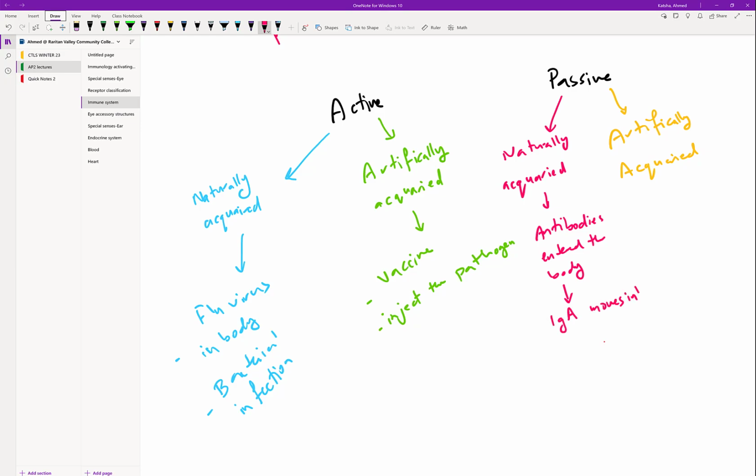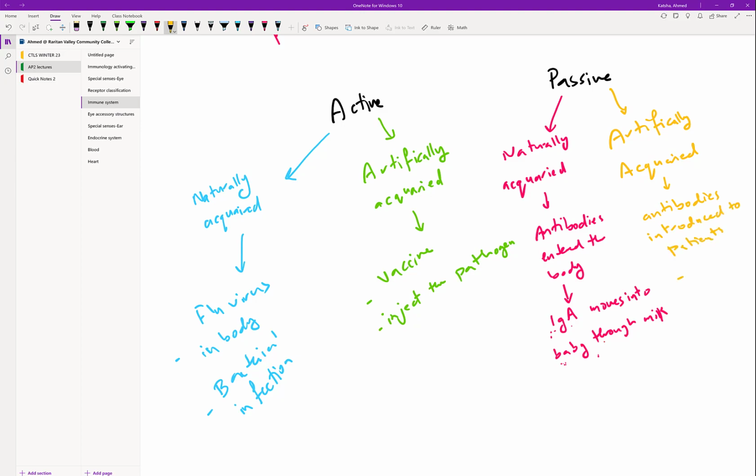IgA moves into the baby through milk. So the baby did not see the pathogen that caused IgA to be secreted. Maybe it was a bacterial infection because of a cut in the mom's finger. Okay, and her body developed IgA, right? This IgA would go to the baby through milk. So the baby did not see that bacteria, but in the baby's system, there are the IgA antibodies. Artificially acquired is when we introduce antibodies to patients, for example.